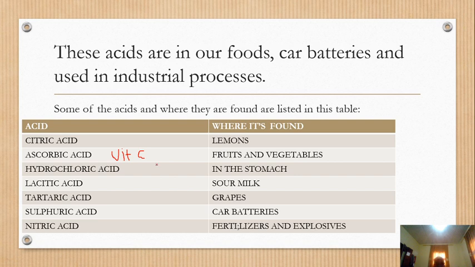Lactic acid is in the sour milk. You see the word lactose, lactic. It has something to do with milk. Tartaric acid is found in grapes. Sulfuric acid is found in car batteries. Nitric acid is found in fertilizers and explosives. You have to commit this table to your memory, right? Yes, it's a very useful table.